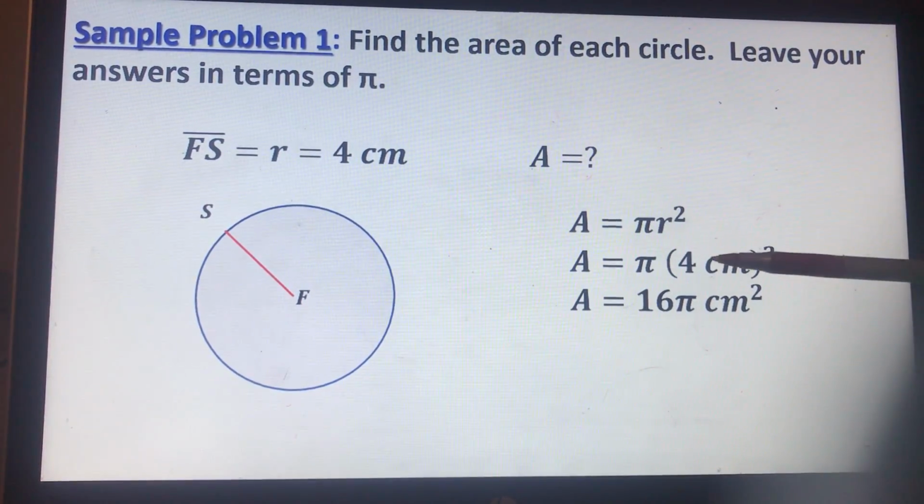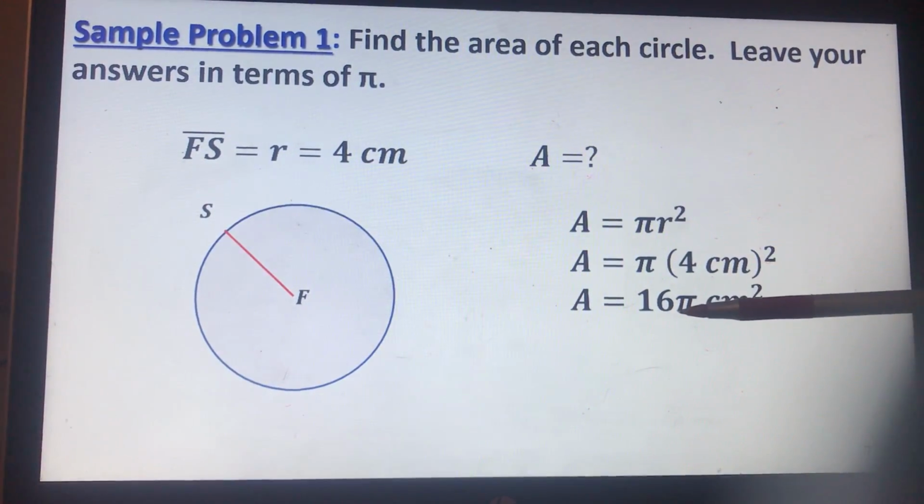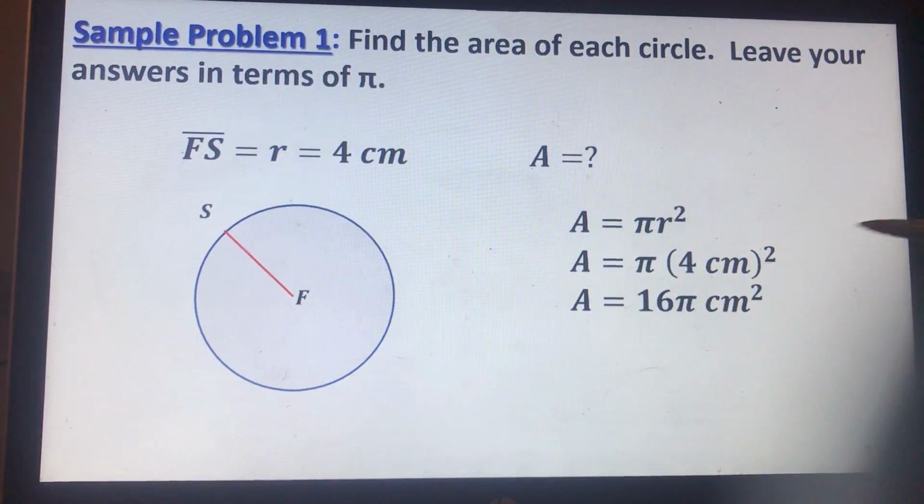If we have 4 centimeters squared here, by the law of exponents it's going to be 4 squared times centimeters squared, so it's going to be 16 centimeters squared, and that times pi. There we've calculated the area of circle F.